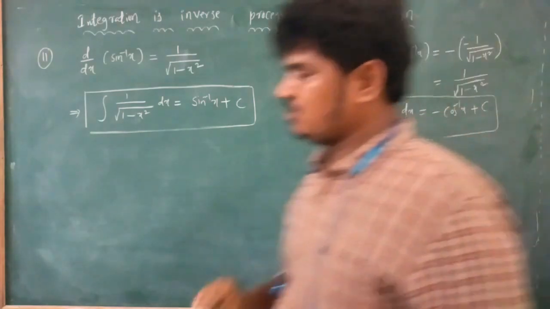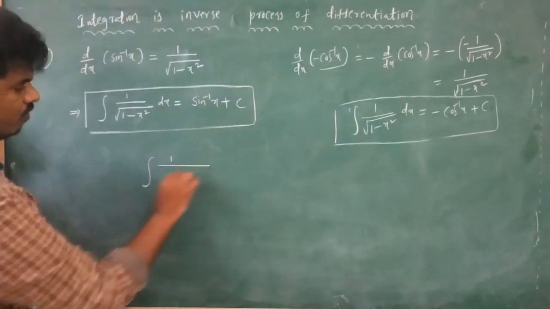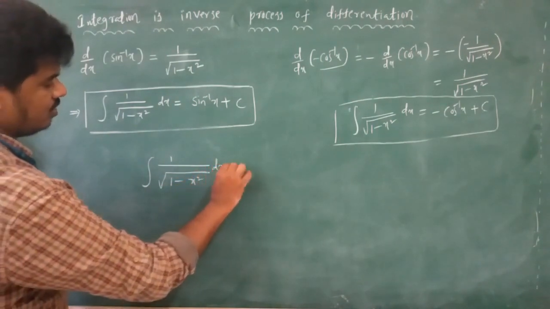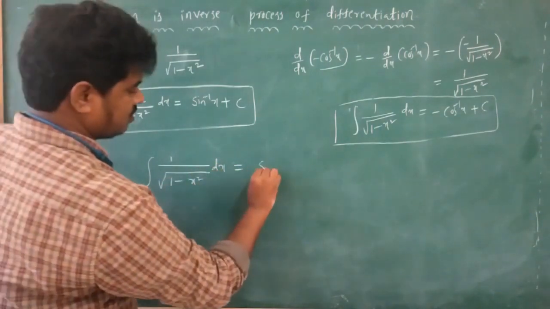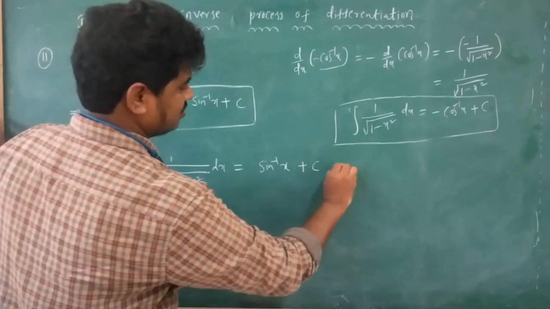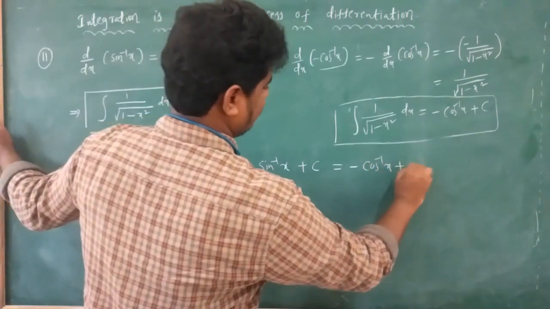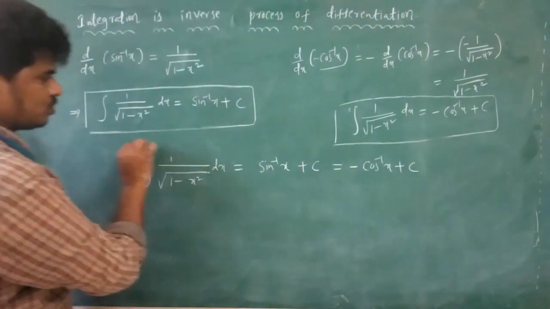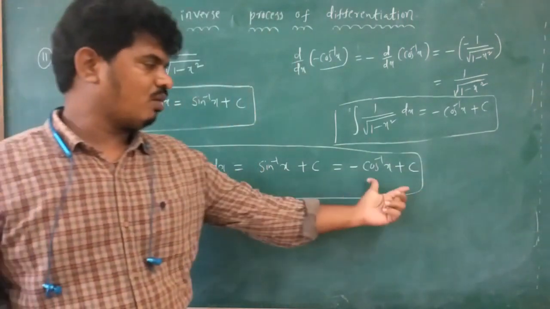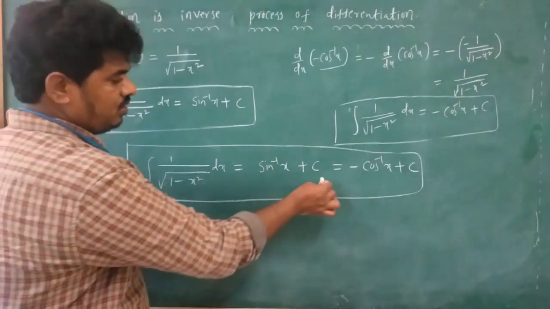So finally, what is the integral of 1 by root over 1 minus x square dx? That is either sin inverse x plus c or minus cos inverse x plus c. In these two formulae, you can use any one, but try to use the first one.